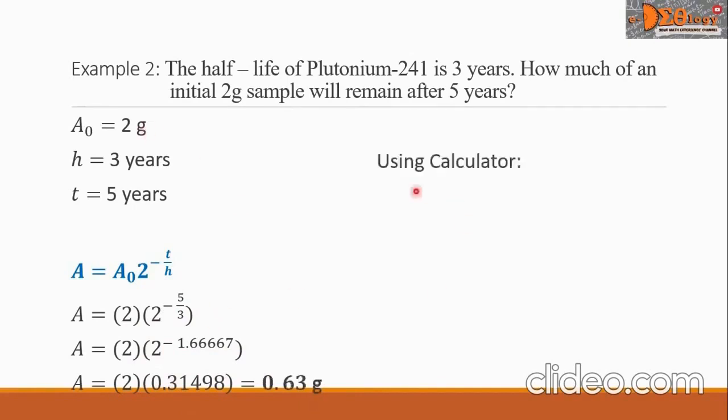So for our quick computation using calculator, from this part of the computation, we can write 2 times 2, the symbol raised, and then open parenthesis, negative 5 divided by 3, and close parenthesis. Then hit the equal sign, and you will get the value 0.63. This is our final answer.